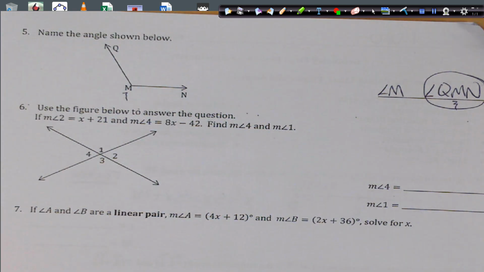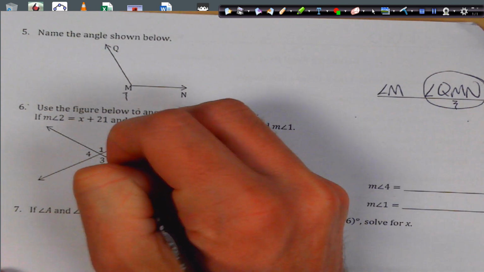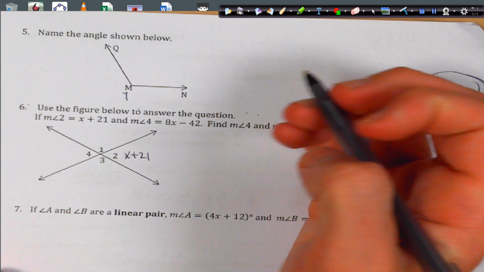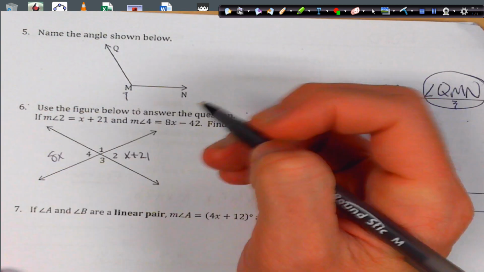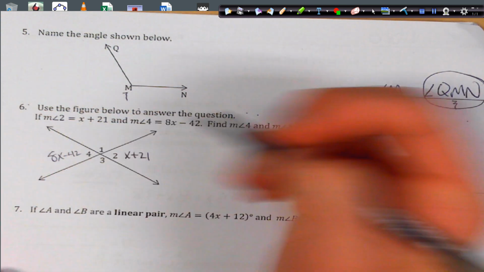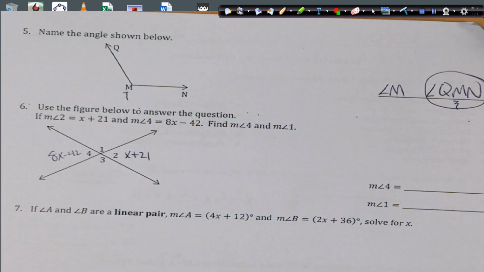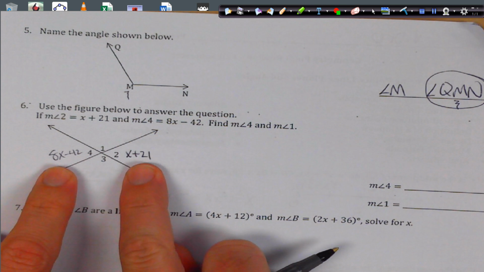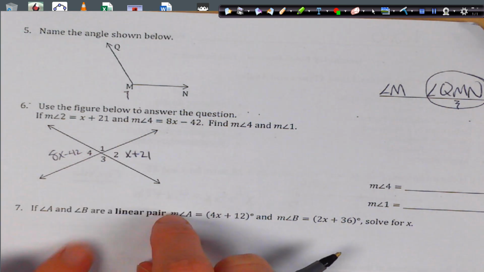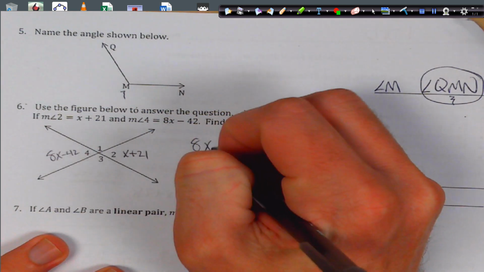Okay? Angle 2 is x plus 21. Angle 4 is 8x minus 42. Find angles 1 and 4. Okay? Well, these two are congruent to each other because of vertical angles, so we can set them equal to each other.